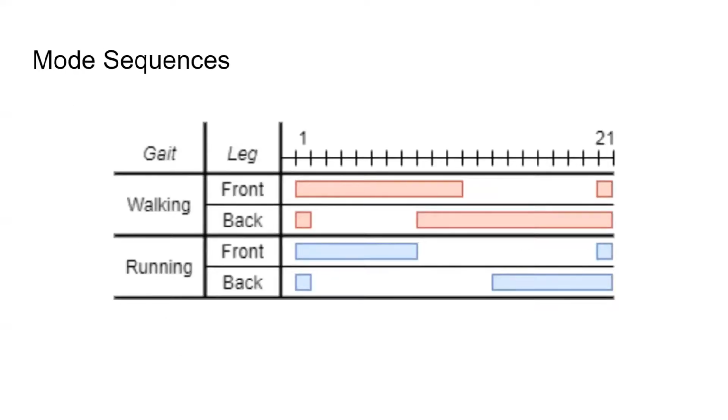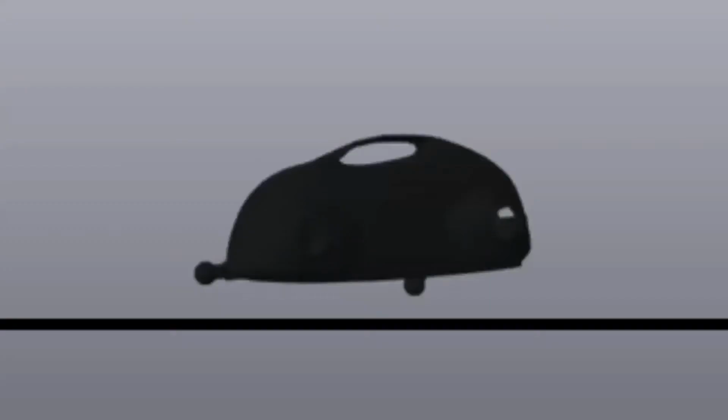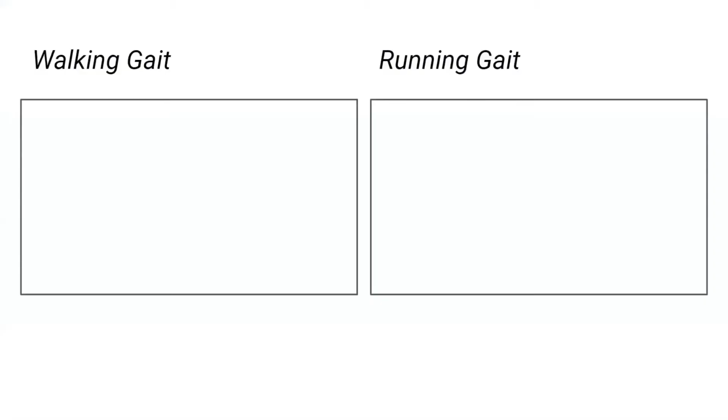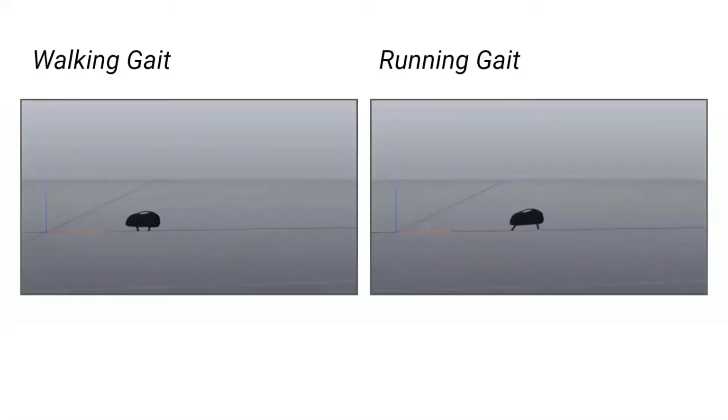Altogether, we were able to get the robot to walk and run by using these two mode sequences. In the running case, there's a point in time when neither leg is in stance. This results in a distinct aerial phase, which characterizes running. A final video of the two gaits can be seen here. Now, Alex will discuss the MIQP formulation of the problem.